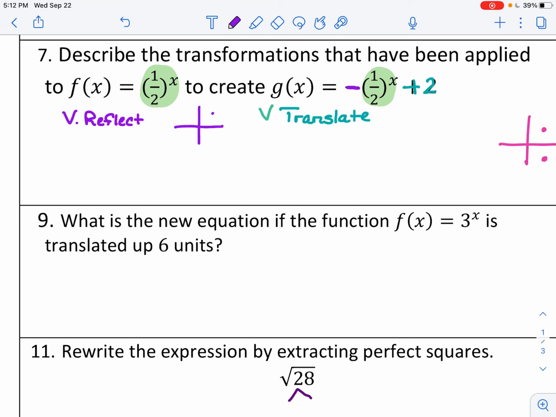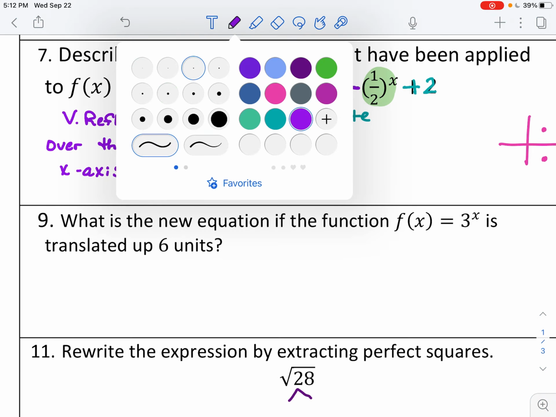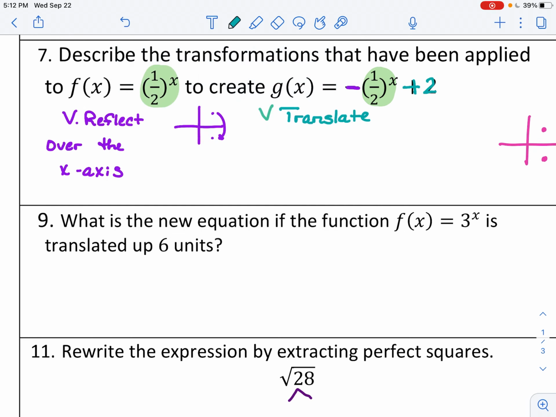So if we have a vertical reflection, you are taking some dot and changing its y value to the opposite. So we are flipping in a vertical direction. So I'm going to say there's a vertical reflection over the x-axis. For the translation, again, it's vertical. So for this problem, we've gone up or down, and since it's a plus 2, I'm going to note that we have a vertical translation up 2 units. So flip it over the x-axis.